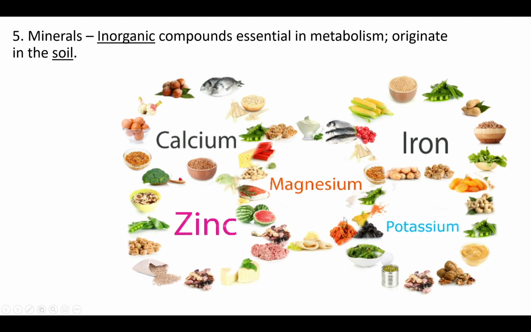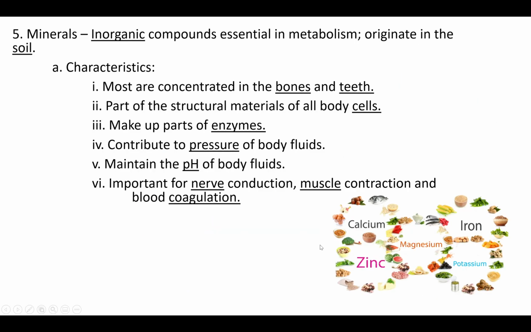These are some of your major minerals. So as far as some characteristics of minerals, most of them are concentrated in your bones and teeth to give structure, because minerals typically are very hard, solid substances. They're part of the structural materials of all your body cells, so you need minerals to build all your body cells. They make up parts of enzymes. Remember, these are things that speed up a chemical reaction without becoming part of the reaction itself.